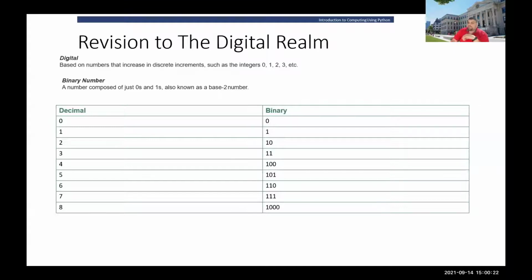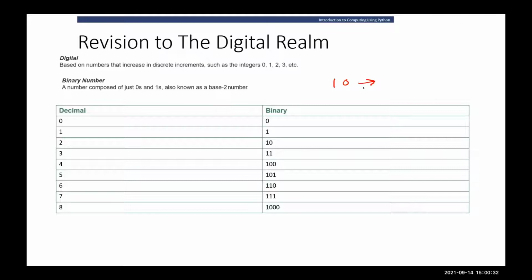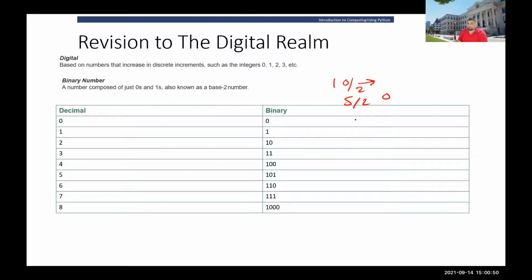Okay, so let's suppose that I have 10, and I would like to convert it to binary. We divide by 2. 10 divided by 2 is equal to what? 5. And what's the remainder? 0. 5 divided by 2 is equal to what? 2 remainder 1. 2 and the remainder is 1.